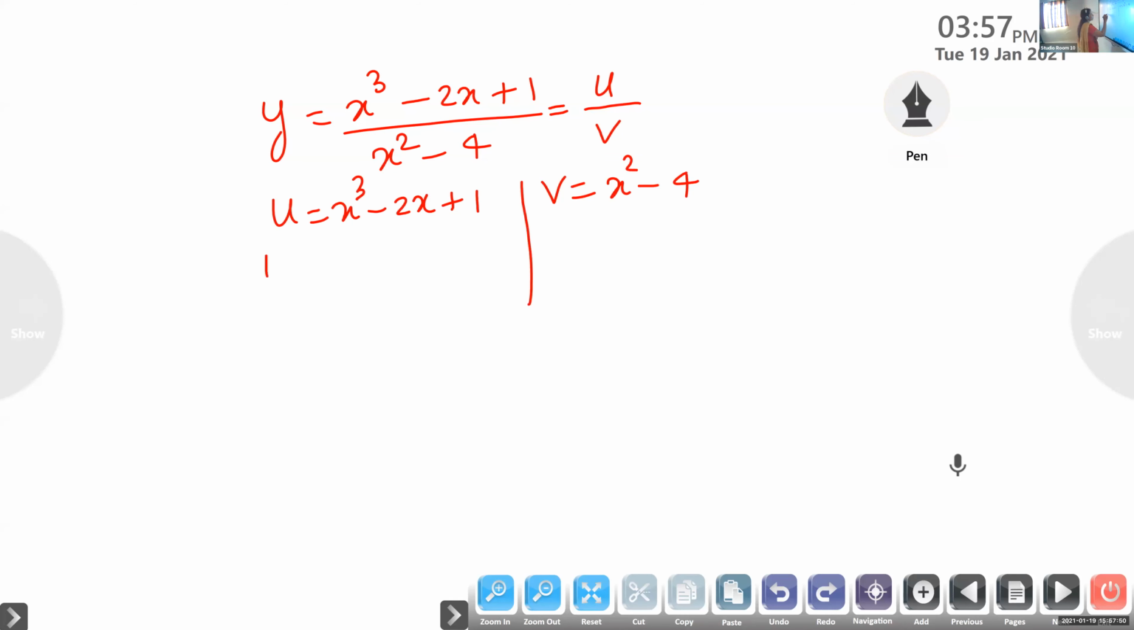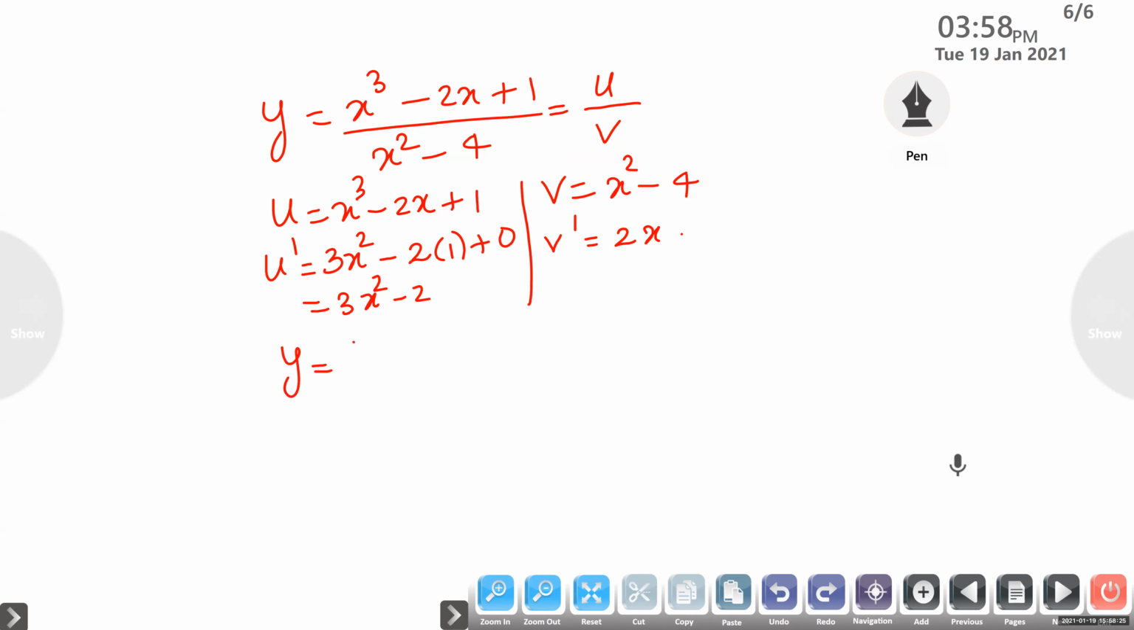From here you find out what is u dash. What is the derivative of x cube? Derivative of x cube is 3x square, minus 2 into 1 plus 0. So it is 3x square minus 2. Is it correct? Similarly, find out v dash. What is v dash? It is 2x.